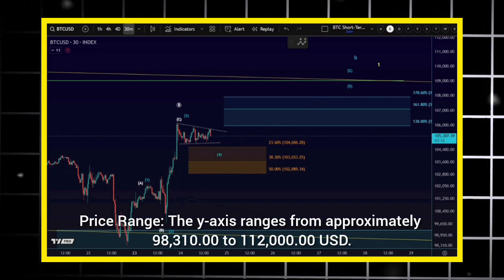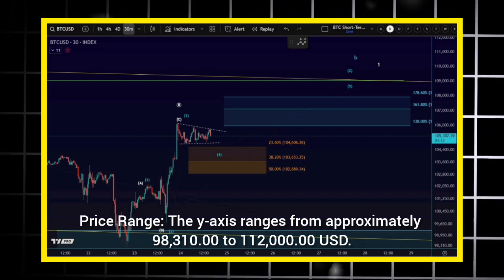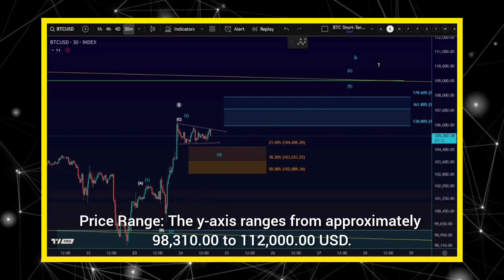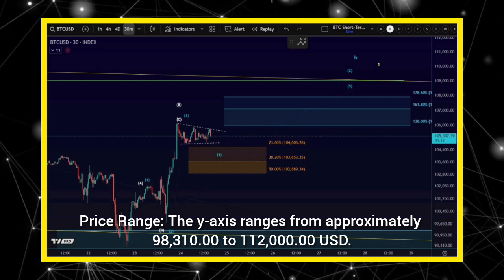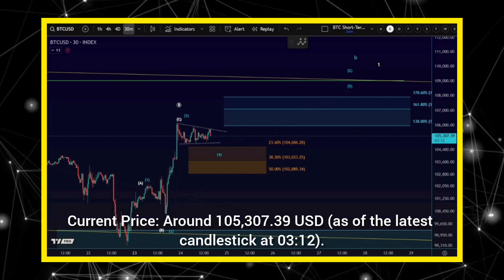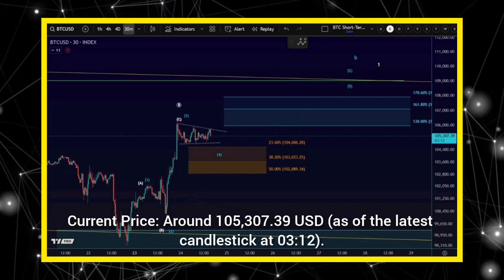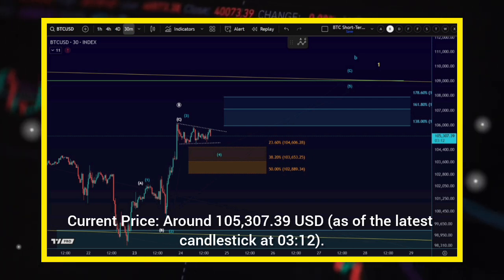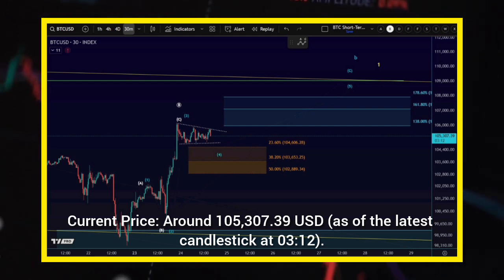Timeframe: 30-minute intervals, covering dates from June 22nd to June 29th, 2025. Price range: the y-axis ranges from approximately 98,310.00 to 112,000.00 USD. Current price: around 105,307.39 USD, as of the latest candlestick at 3:12.